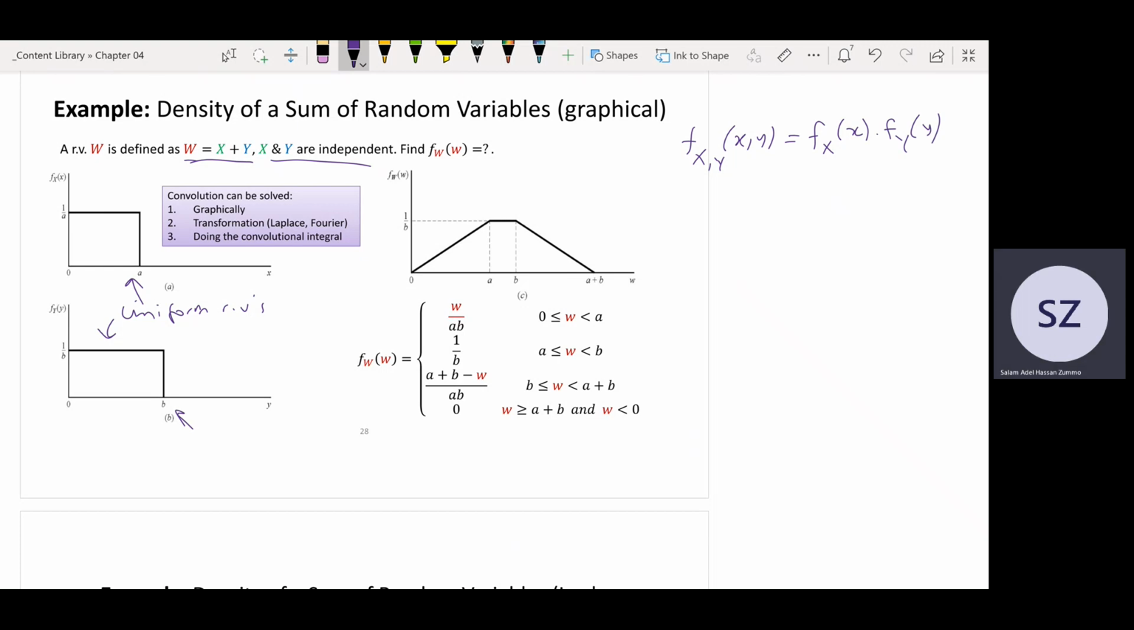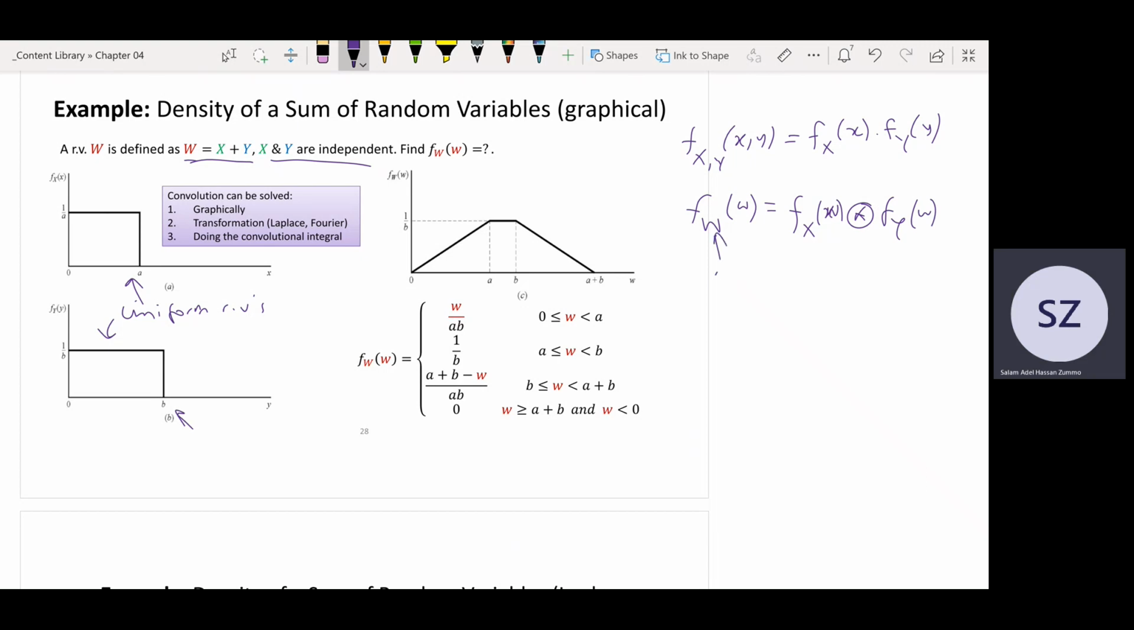Distinguish between this and this. Is this a joint PDF? No, this is a PDF of one random variable. This is the joint PDF of two random variables. They are not related to each other, because this is a common mistake. The moment I spoke I said convolution. Convolution of what? What is this equal to? This is the convolution. The PDF of the sum.